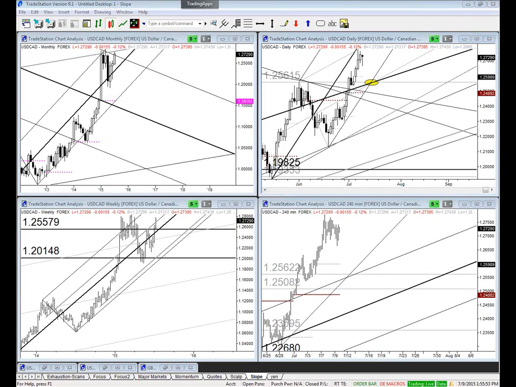I had a question here, a few questions. Aussie yen from Mark.